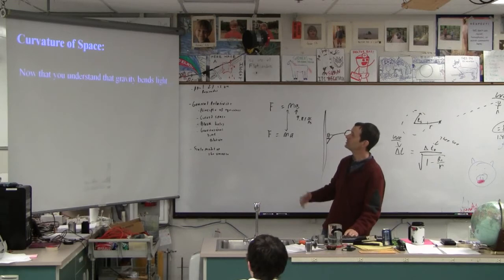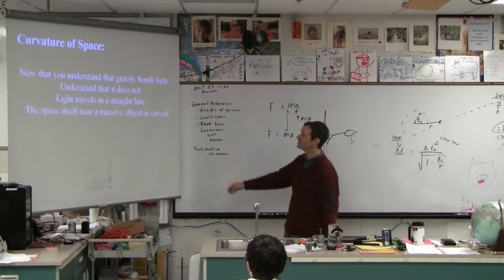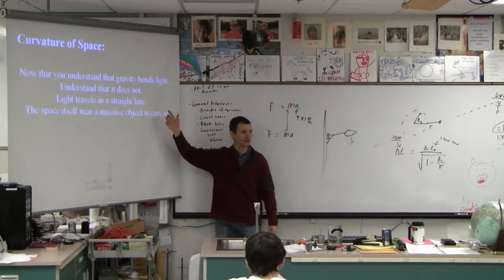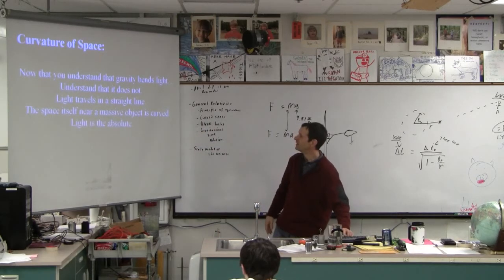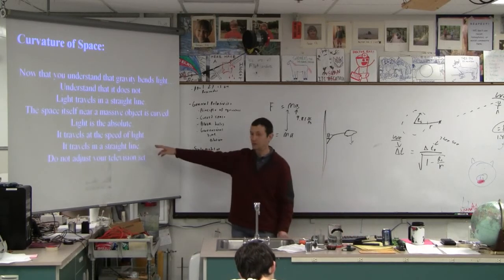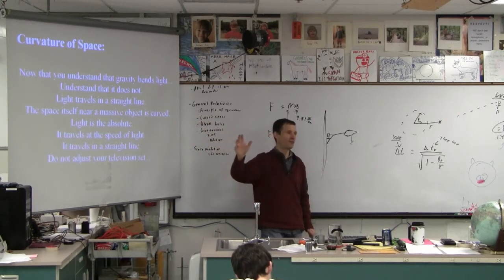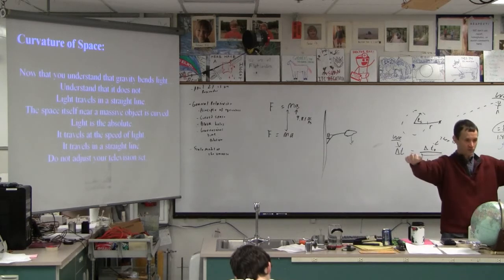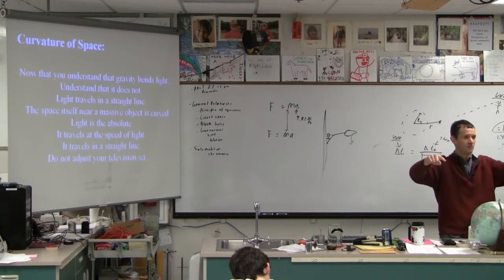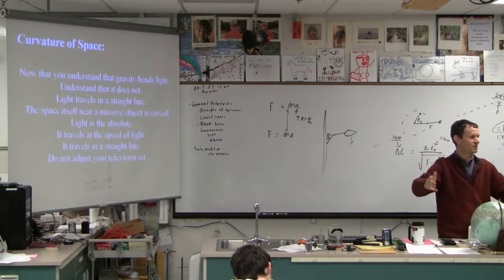So, now that I've convinced you that gravity bends light, the thing you need to understand is that gravity doesn't bend light. Light travels in a straight line. It's the space itself around a massive object that's warped by gravity. Yes? Okay. Light travels at the speed of light. It travels in a straight line, okay, at the speed of light. It's space itself that's warped. If I bend a piece of paper and then draw it, stretch a string like that, it'll appear to follow a curved path, right? But it's really traveling in a straight path.